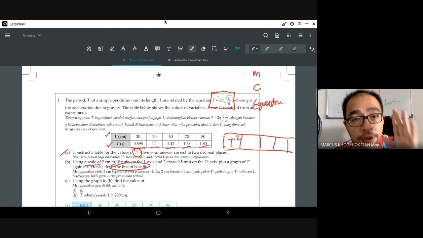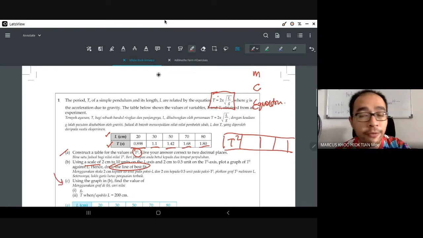So I'm going to give you 15 minutes to do this part. Those of you who can understand this chapter better, if you want to go ahead and answer question C, go ahead first. But for everyone, in 15 minutes, I want your graph to be done, and then you post it up in the Telegram group.